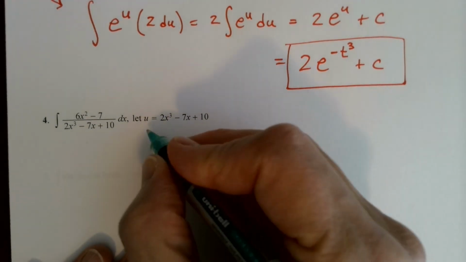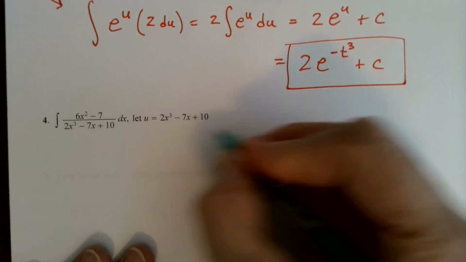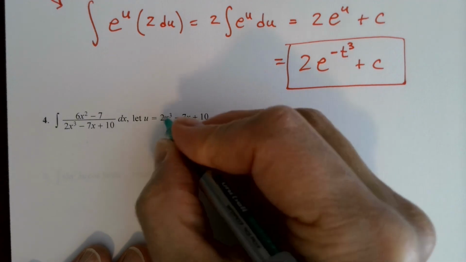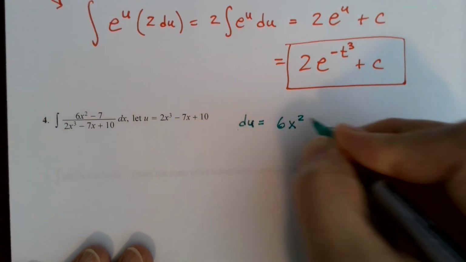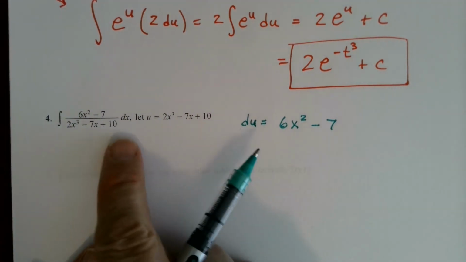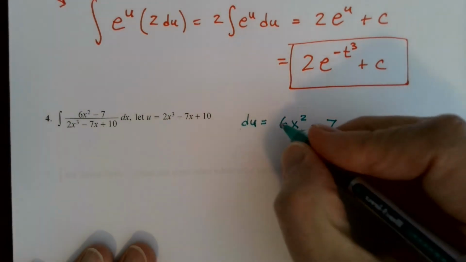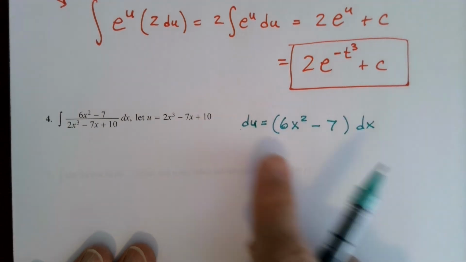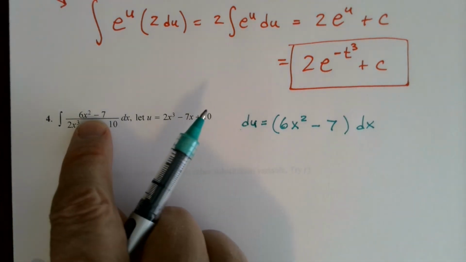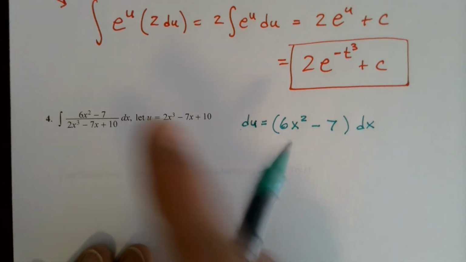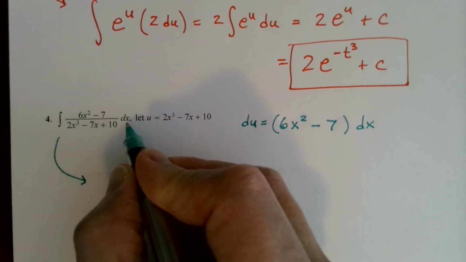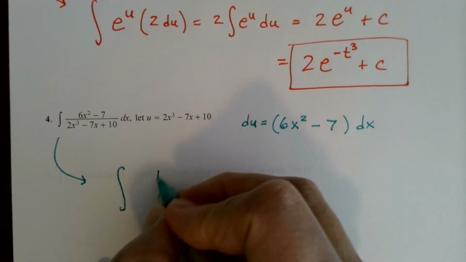And so notice when I have u being this, my du, the derivative of this, is going to be what? Bring the 3 down, 6x squared, minus 7, the derivative of 7x, and the derivative of 10 is 0. And notice that's exactly what we have up top. Du/dx is 6x squared minus 7, so du is 6x squared minus 7 dx. That's exactly what we have there. And so this becomes just the integral. Up top, 6x squared minus 7 times dx, that's just du up top.